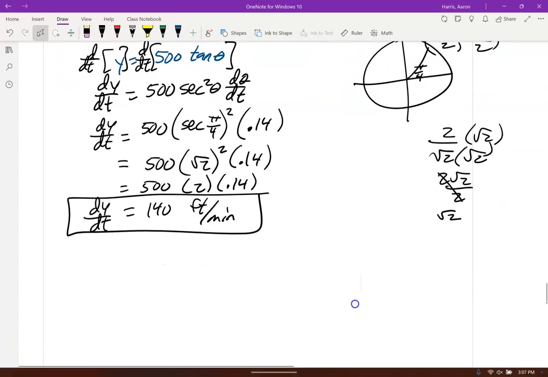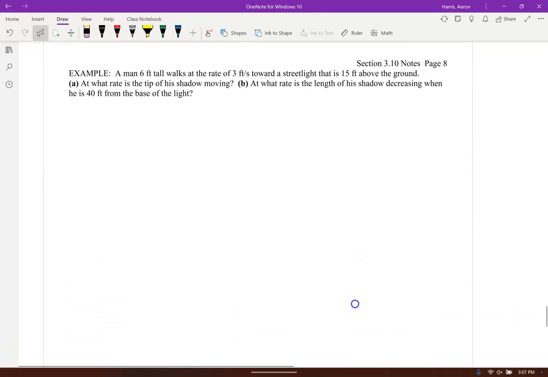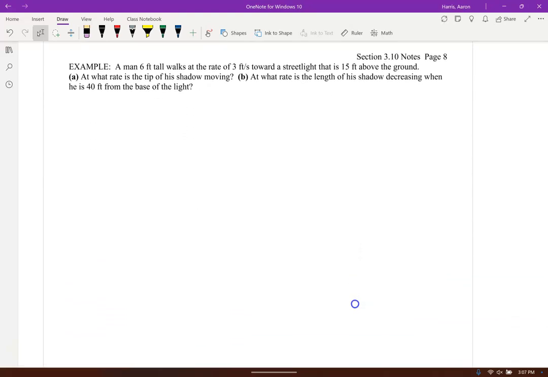And that's how fast the balloon is rising, right? 140 feet per minute. That's how fast that balloon is rising at that moment. All right, we got a man here that is walking.